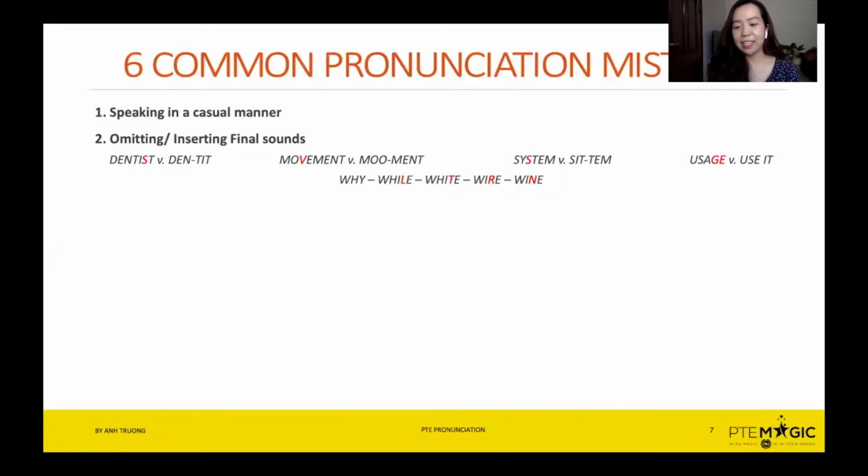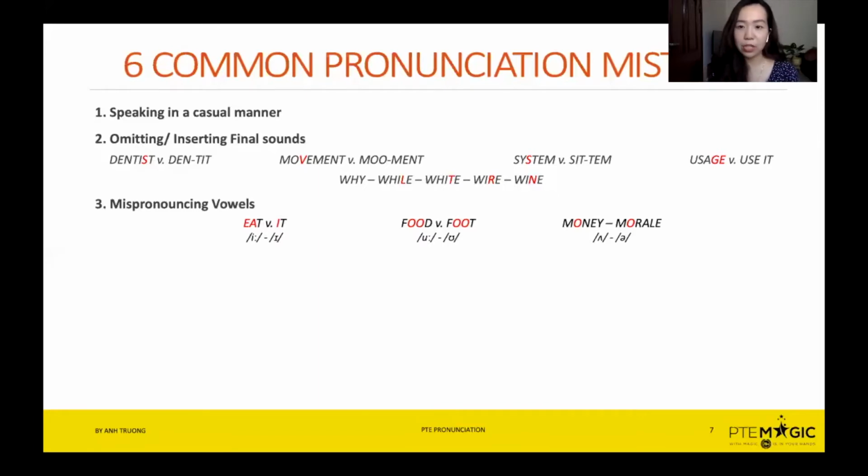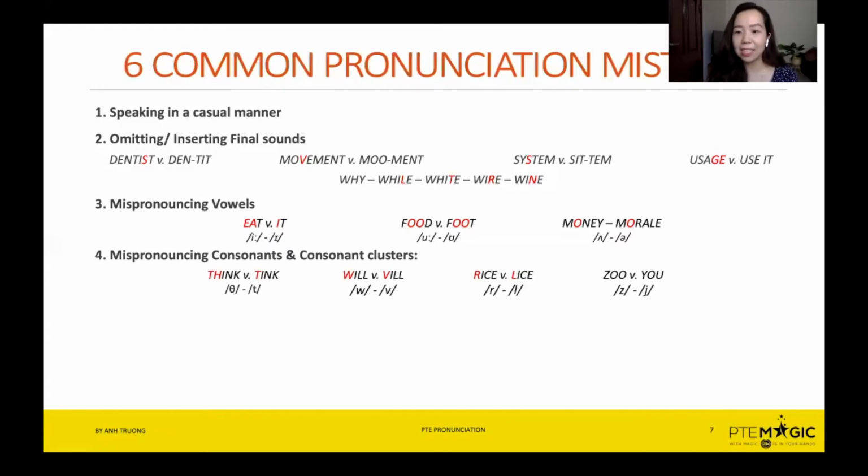The third one is mispronouncing vowels. For example, a lot of students have a hard time telling the difference between eat and it, food and foot, or the u sound in money and morale. And on the other hand, some people sometimes mix up think and tink, will and will, rice and lice, and zoo and you. Consonant clusters with 2 or 3 sounds are also problematic, when world can sound like word or problem sounds like prollum.